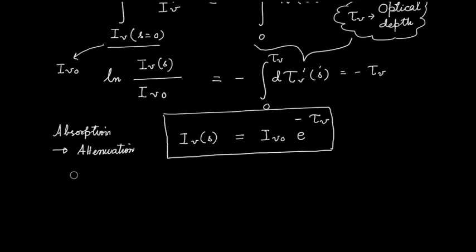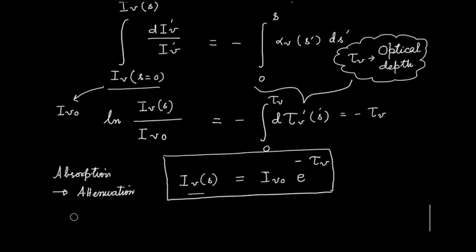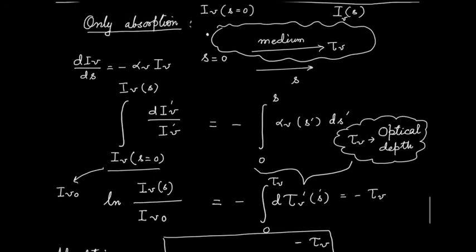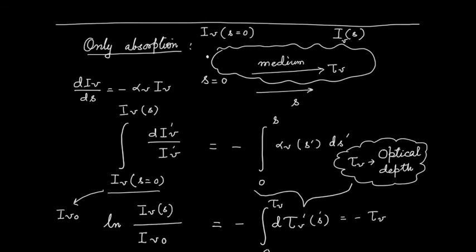What do I mean by attenuation? It means that the intensity decreases because of the absorption, and it decreases exponentially as some quantity called tau nu, optical depth, increases. So if tau nu is much greater than 1, then I nu at S will almost be 0. If tau nu is very small, then I nu at S will be almost I nu 0, maybe a little less.